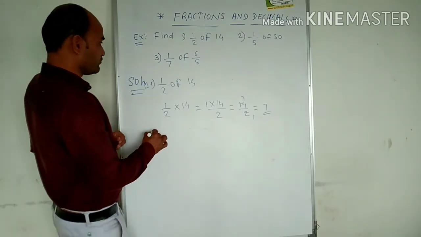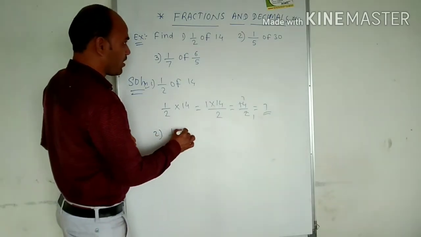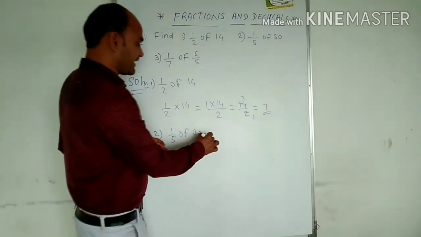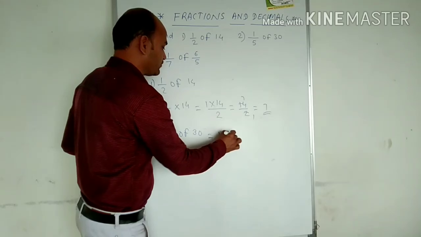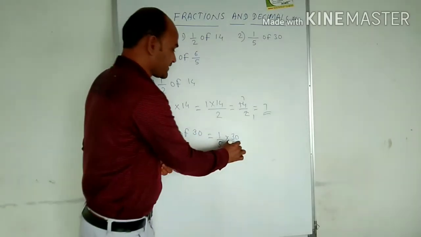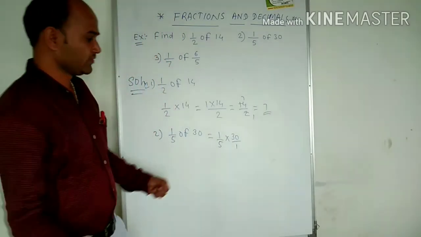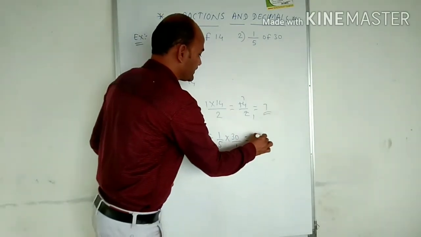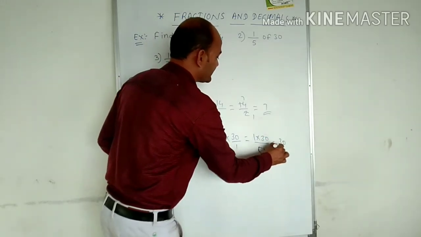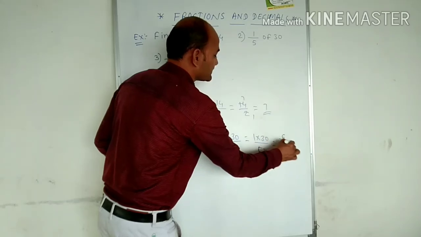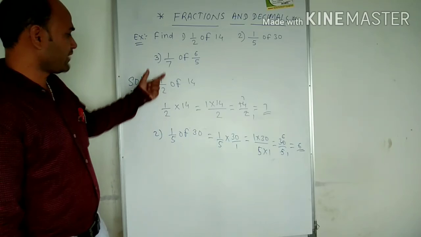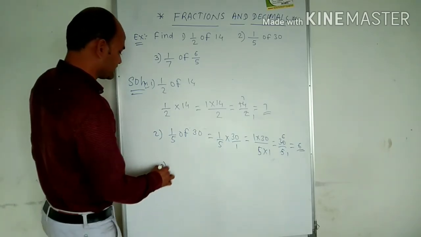The next question we can take is 1 upon 5 of 30. What we do here is 1 upon 5 into 30. We write 30 with 1 as the denominator, as you know. It means 1 into 30 divided by 5 into 1. So 30 upon 5: 5 ones are 5, 5 6s are 30. It becomes 6 as the answer. In this way we can find the answer to another question like this.